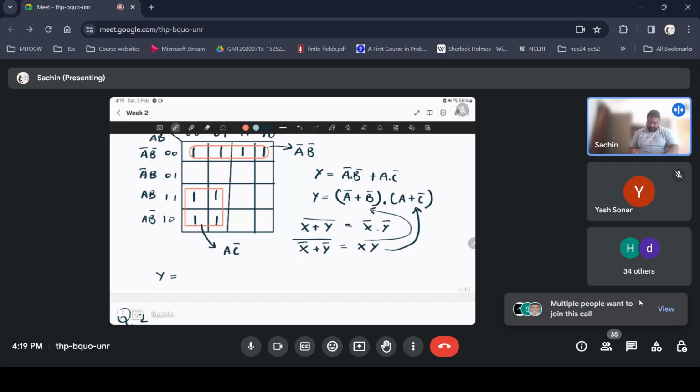So now what we have is Y is A bar plus B bar, complement, plus A plus C bar, complement, the entire thing complemented. So this thing is a NOR operation. This is also a NOR operation. The entire thing is also a NOR operation. So these three are all NOR operations.